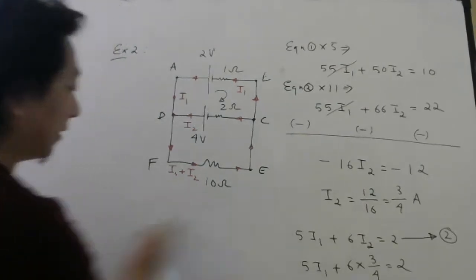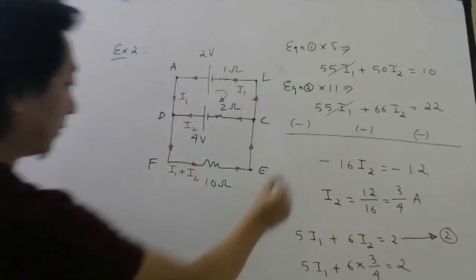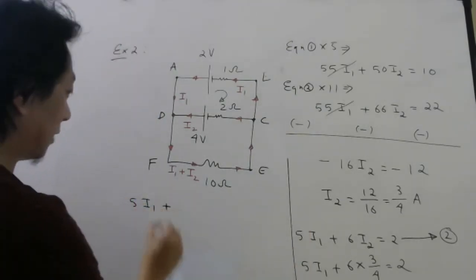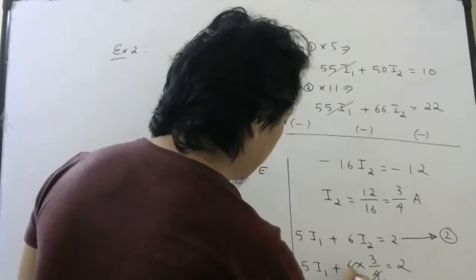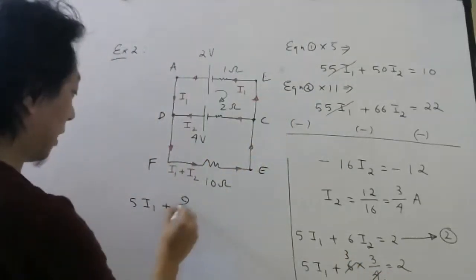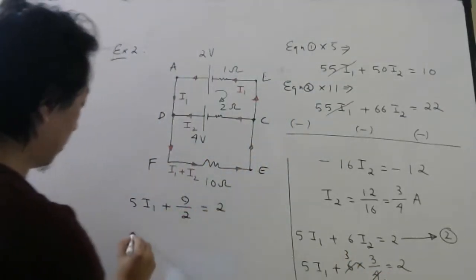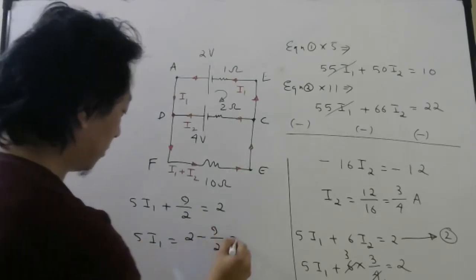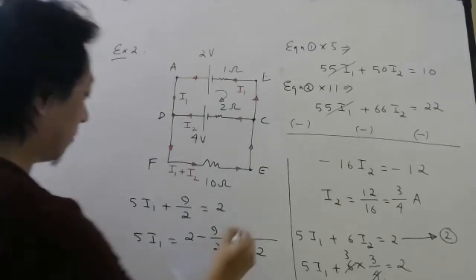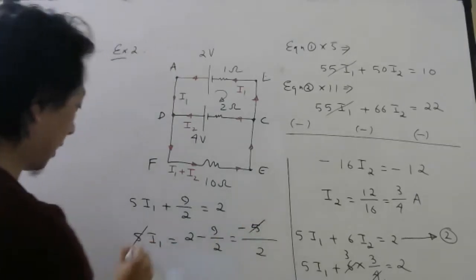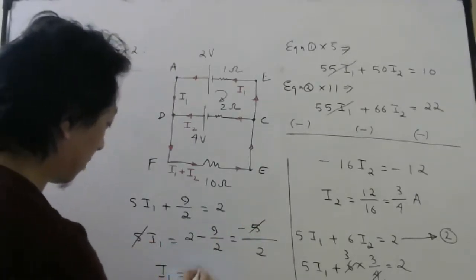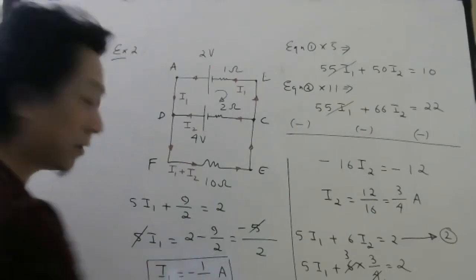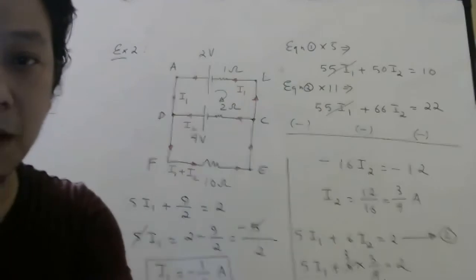So let me write here. So this will be 5I1 plus 2 2s are 4, 2 3s are 6, so 9 by 2 equal to 2. So 5I1 will be 2 minus 9 by 2. 2 LCM, minus 5. 5 5 cancel. So I1 is coming minus half.